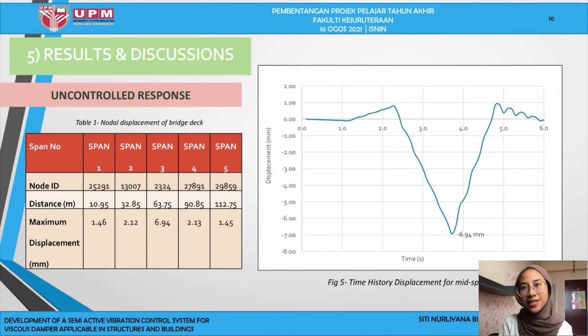Moving on to results and discussion, for uncontrolled response, the analysis was performed without viscous damper as a retrofitting device. Nodal vertical displacement in each span shows that the maximum displacement of the bridge deck took place at 3.72 seconds, where the vehicle is currently passing through the mid-span. And this cumulative displacement may lead to the damage of the bridge component, especially in the expansion joint.